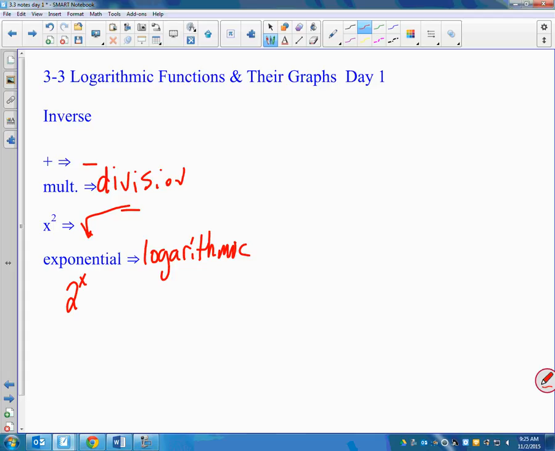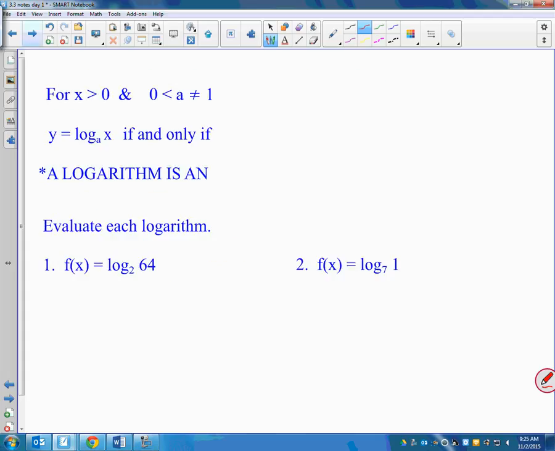All right, so really important that we understand the definition of it, and really important that we understand the restrictions on it as we do it, okay? So, if x is greater than 0, and a is greater than 0 but not equal to 1, right, then we can say the equation y equals log a of x, if and only if, a to the y equals x. Is that true?